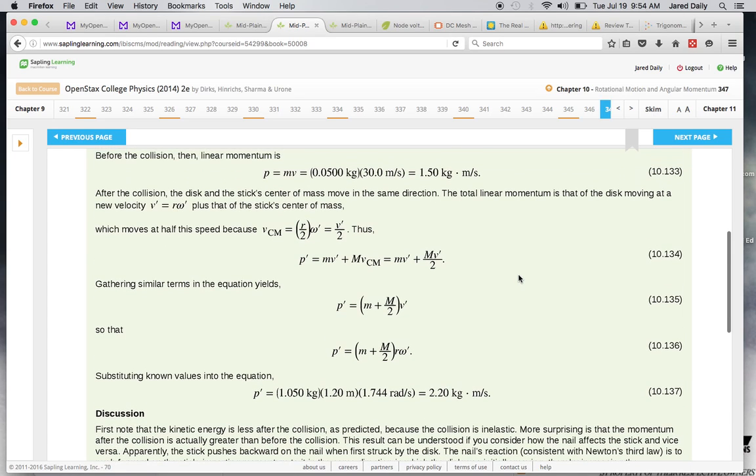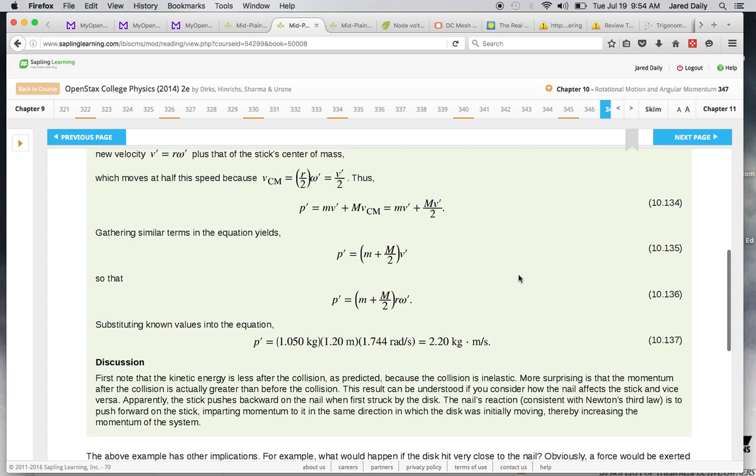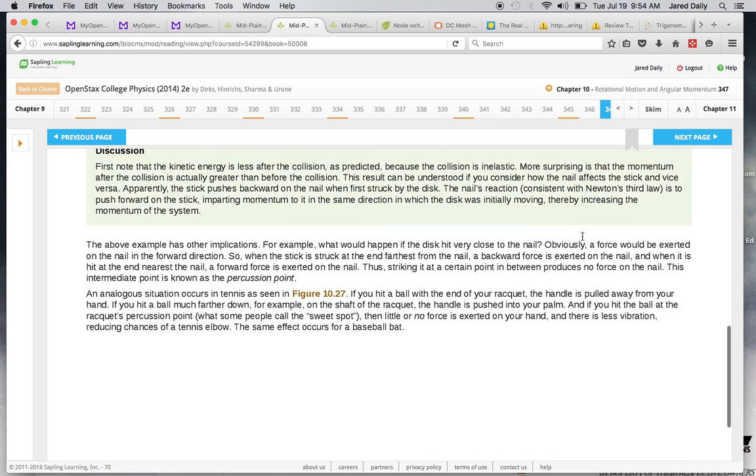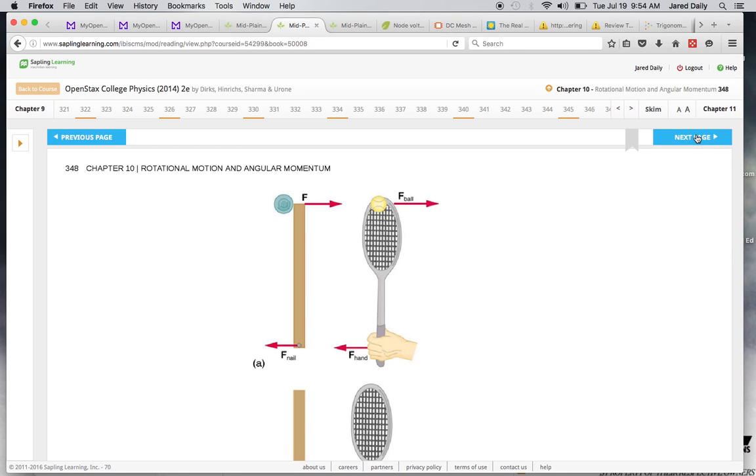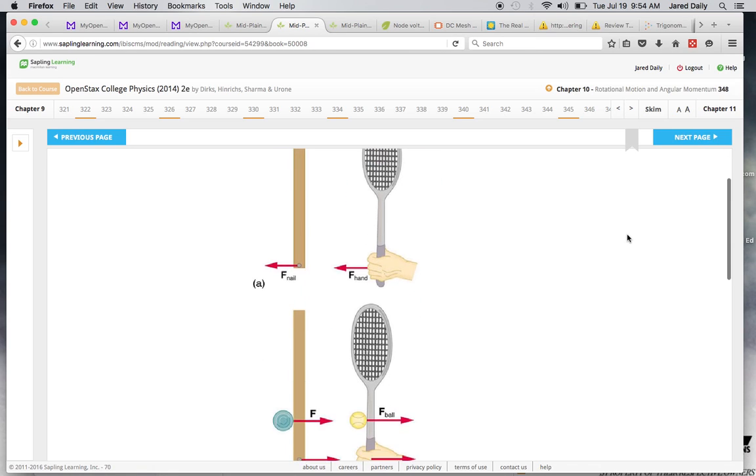Linear momentum, it turns out, is not conserved. Angular momentum is, but linear momentum, when you have rotating things, is not conserved. Angular momentum is conserved all the time. And so that's an interesting outcome that actually has huge implications in physics, that the angular momentum is always conserved, the linear momentum is not always conserved.